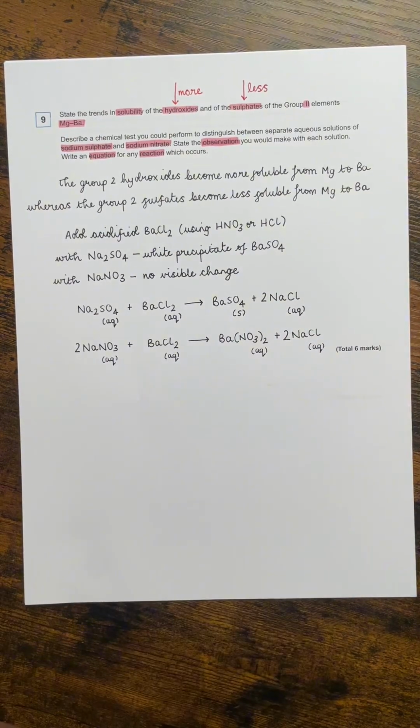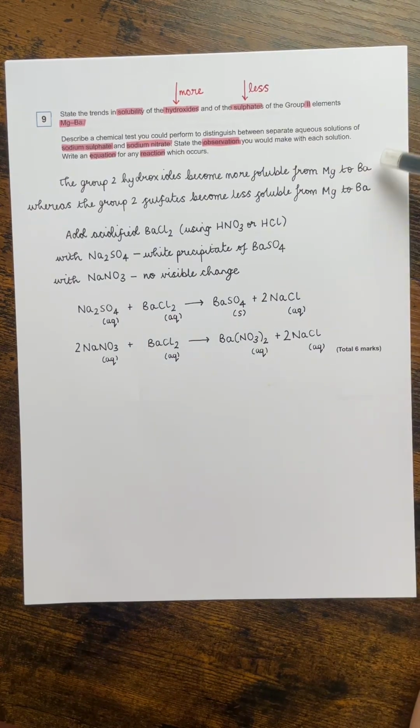Okay, so that is everything that we need to do there. These trends need to be learned so that you can regurgitate them. We need to know how to test for sulfate ions by adding something containing barium as a solution so that we make barium sulfate, because that is the least soluble sulfate. And then we've got some equation skills at the end there.